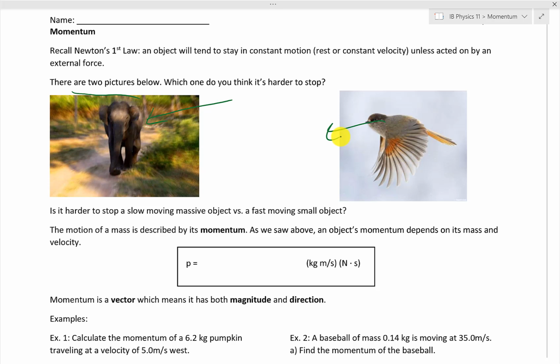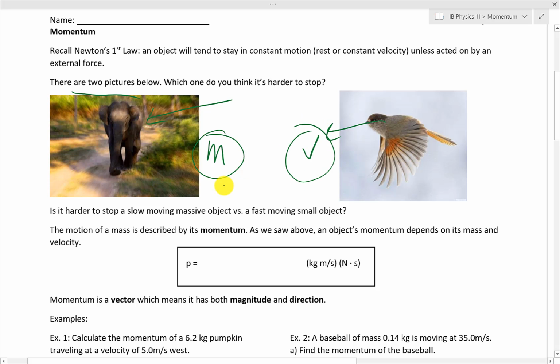The fact that you're thinking about two things that could affect whether or not it's harder to stop is, first of all, you have the mass, which the elephant definitely has. And you have the bird, which doesn't have a lot of mass. But what if it's traveling at a very high speed? It can also be very hard to stop. And that's the essence of momentum. If an object has a lot of momentum, it can either have a lot of mass or a lot of speed. Either way, the larger the momentum, the harder it is to stop this object.